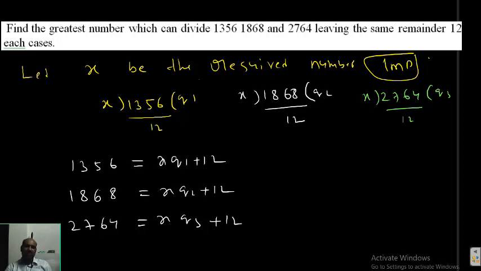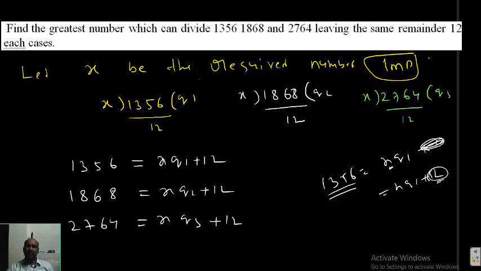For example, listen student, if 1356 equals x q1 plus 0, then I can say x is a factor of 1356, and q1 is also a factor of 1356. Understood? But here x into q1 plus 12 is there, no? That's why I can't say that x is a factor of 1356. If 1356 divided by x leaves remainder 12. If the remainder is 0, then I can say that x is a factor of 1356 and q1 is also a factor of 1356. That's why I want to make the remainder 0.